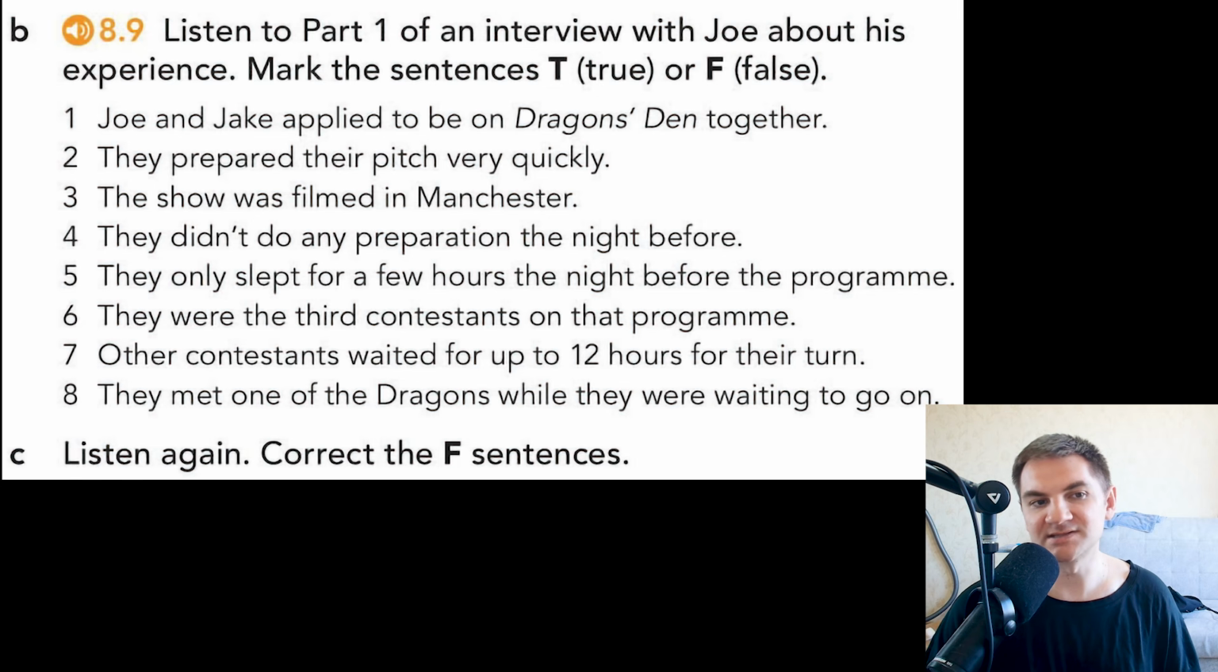Here are the sentences. Joe and Jake applied to be on Dragon's Den together. They prepared their pitch or their presentation very quickly. The show was filmed in Manchester. They didn't do any preparation the night before. They only slept for a few hours the night before the program. They were the third contestants on that program. Other contestants waited for up to 12 hours for their turn. They met one of the dragons while they were waiting to go on.